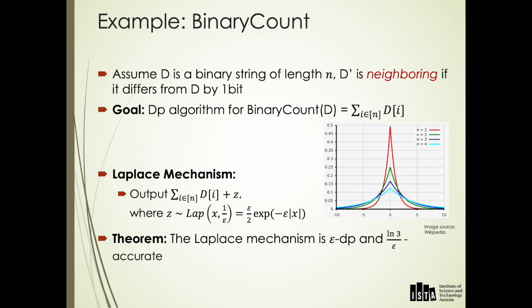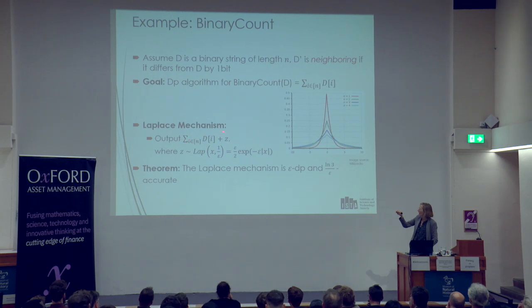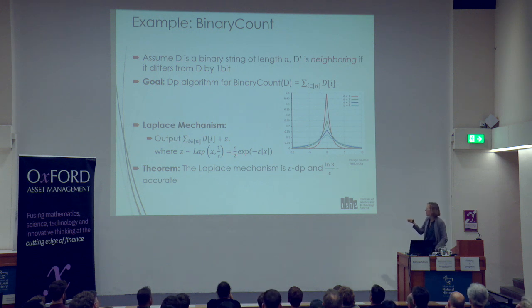Okay. So now what is a Laplace mechanism? The Laplace mechanism is very simple. You take the true answer, the sum of the ones, and you add a random variable that you chose according to this Laplace distribution. And it turns out you can show that this is epsilon differentially private and that it's ln 3 over epsilon accurate. So why is this?